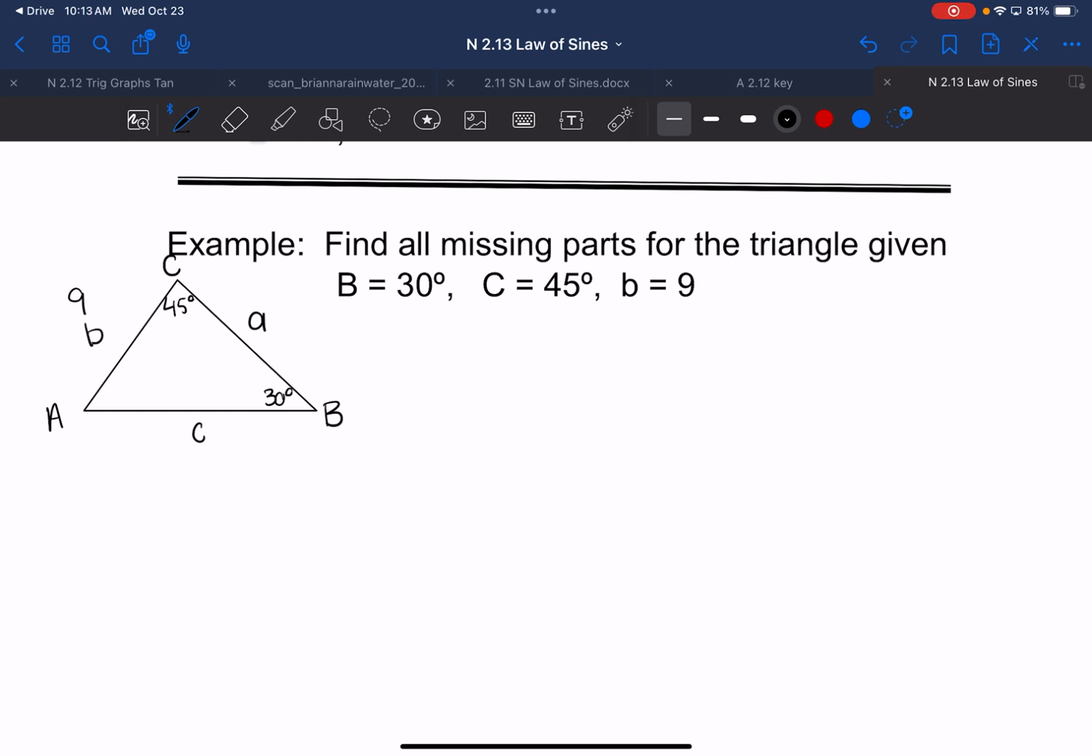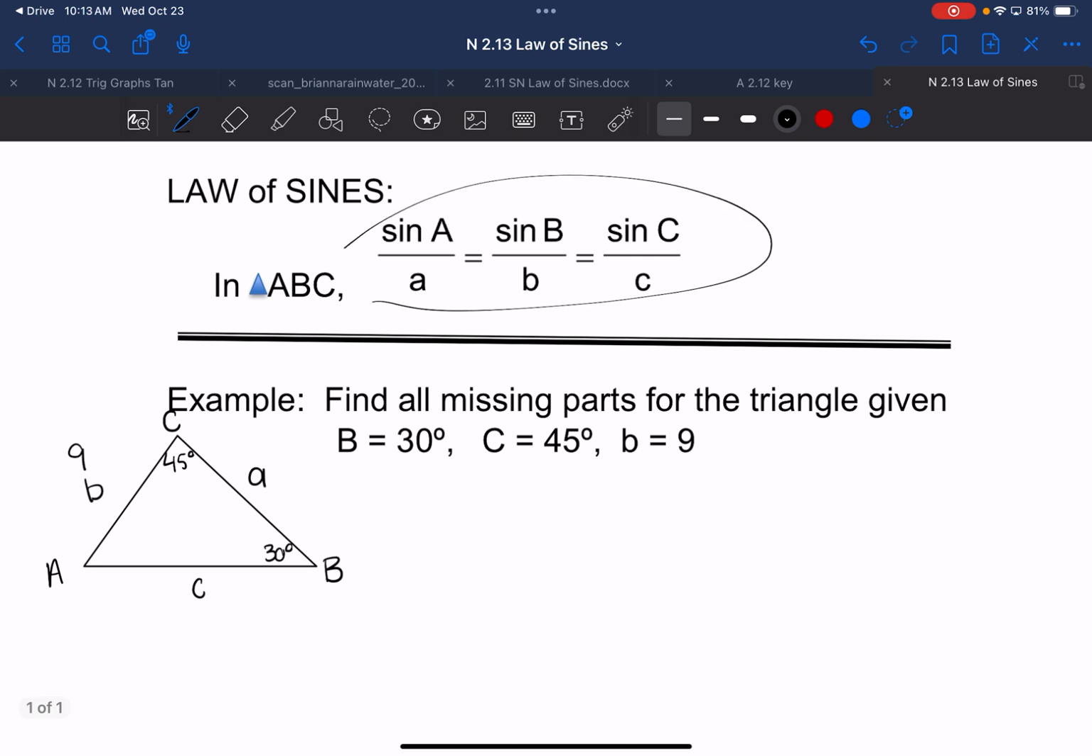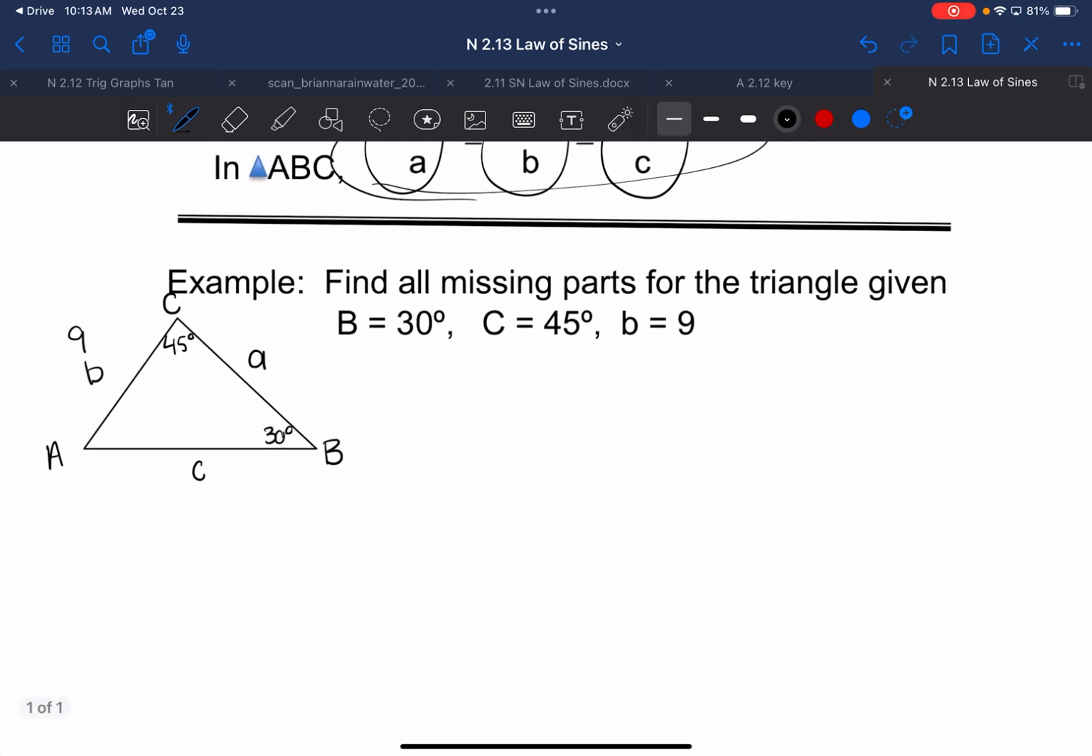Okay, so if I look back up here at what we said our law of sines was, remember I said you just need one complete ratio. So you need to know both A's or both B's or both C's. Which one do we know both of? B. Right, I know B is 30 degrees, and then I know side B is 9. Okay, so I am going to use that as my first ratio.